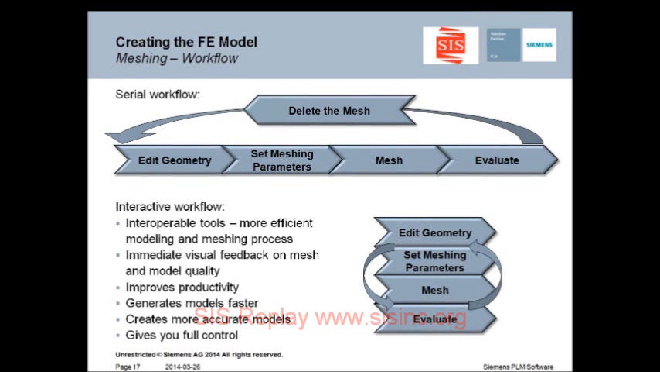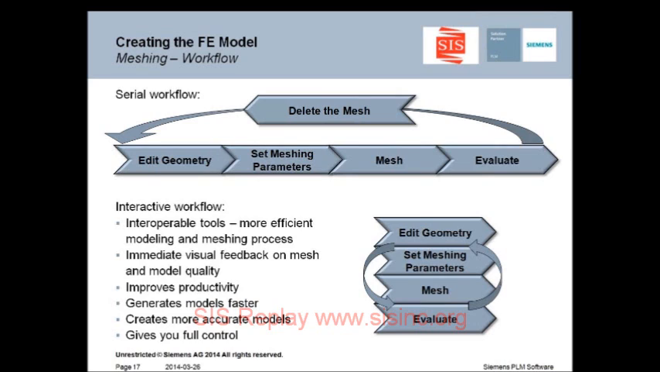Okay, so one of the things about meshing in Femap, we have the meshing toolbox, which is an interactive toolbox, as I mentioned earlier. Typically, the meshing process has a serial workflow. You'll edit geometry, you'll set the meshing parameters, you push the button to mesh, it creates the mesh, and you can evaluate it. You look at the mesh and see if it's good enough. And if it isn't, then you have to delete it and you go right back to the beginning again. With Femap, this whole process is interactive.